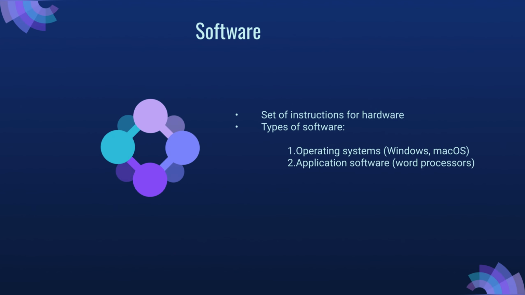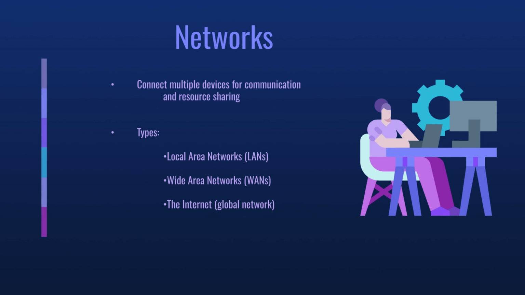Software. This is the set of instructions that tell the hardware what to do, and it is equally crucial. Operating systems like Windows, Mac OS, and Linux manage hardware resources and provide a user interface. Application software such as word processors and web browsers allow users to perform specific tasks. Utility software, including antivirus programs and disk cleaners, help maintain and optimize the system.